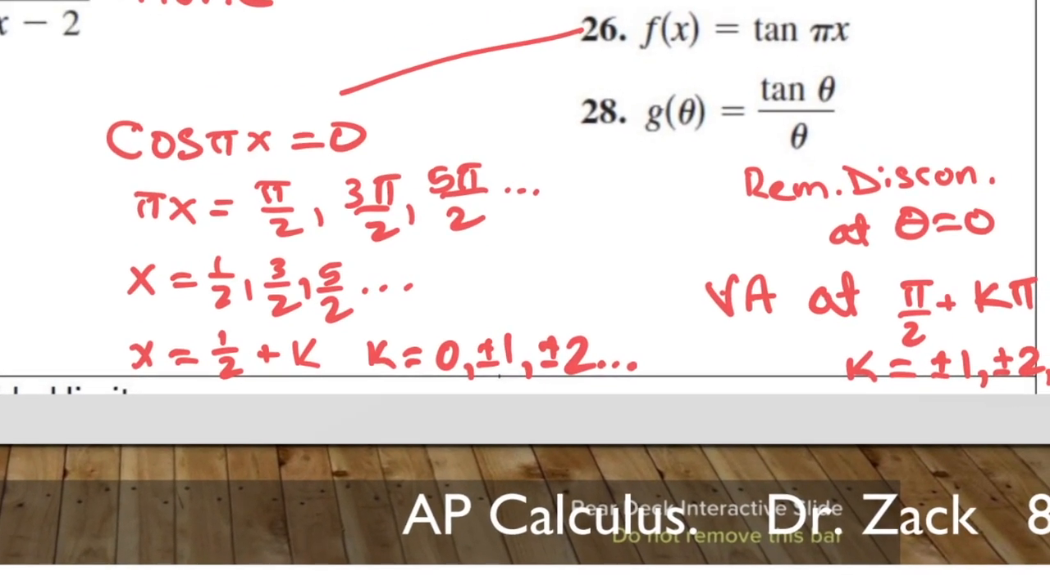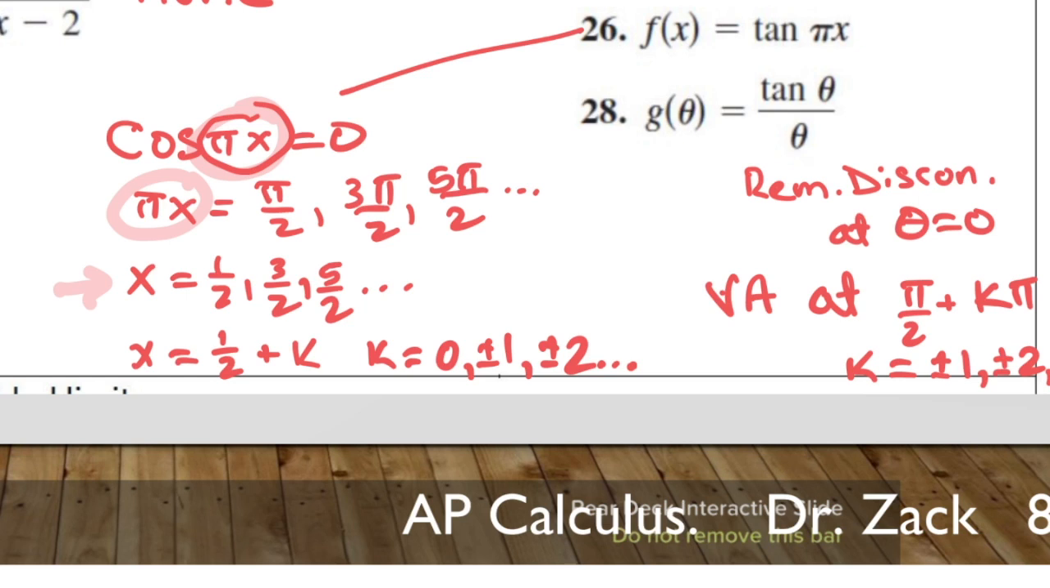Think about where your cosine pi x is equal to 0. And what I do is take the angle pi x and set it equal to all the values that would give me the 0. Then I divide by pi so that I get my x is equal to 1/2, 3/2, 5/2.